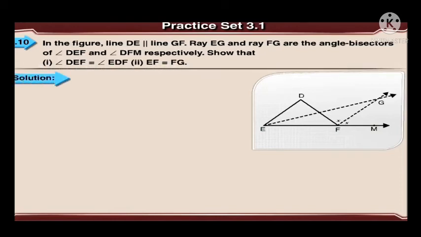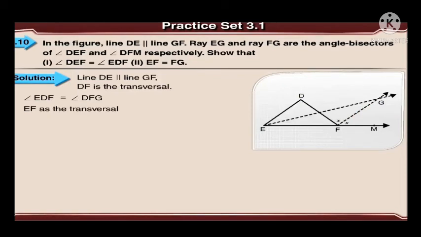Line DE is parallel to line GF. DF is the transversal. Angle EDF is equal to angle DFG. Taking EF as a transversal, we can say angle DEF is equal to angle GFM. Angle GFM is equal to angle DFG, since FG is an angle bisector. Therefore, angle DEF is equal to angle EDF.